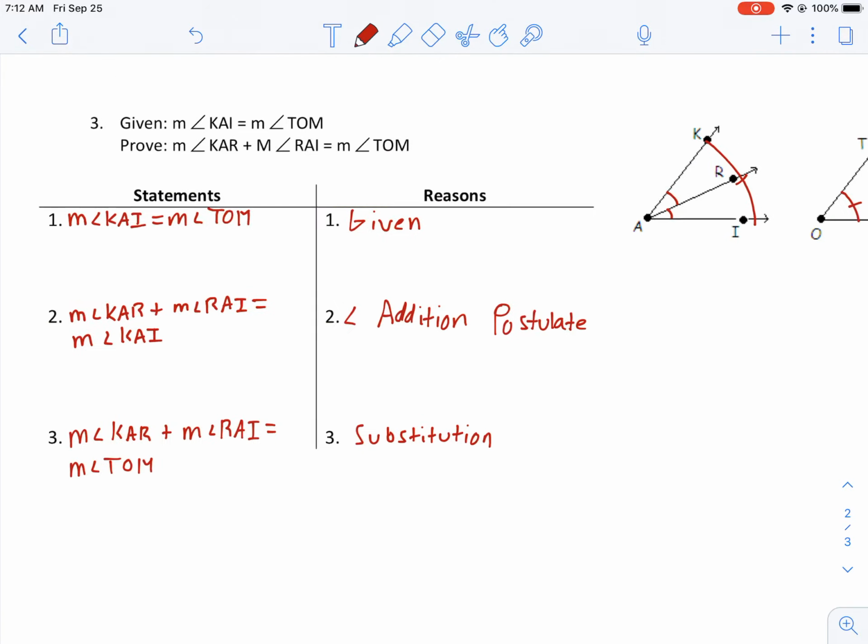So this is kind of how you go about angle proofs. Again, I can't tell you here's the one way to solve every problem, because everyone is different. But you just got to look at what you're given, look at your picture, and then think about what you know.